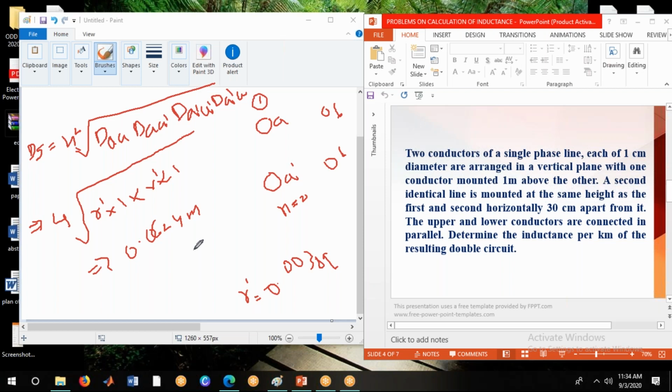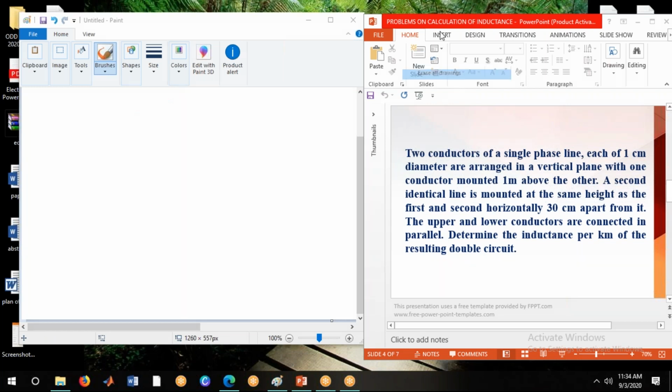So that is why I told you GMD and GMR are such important concepts. Okay? So after finding GMD and GMR, that is DM and DS, then directly we can substitute in the equation, L equals 4 into, so they are asking total double circuit, 10 into 10 power minus 7 log DM by DS, and its unit is Henry per meter.